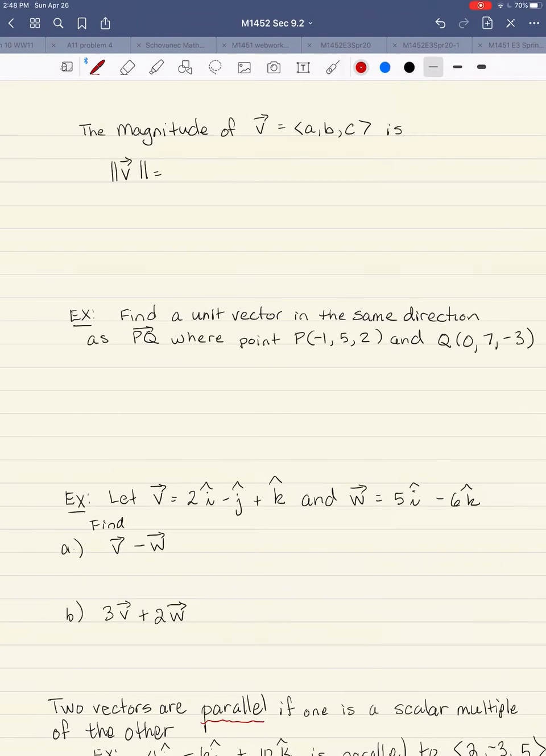We can find the magnitude of a vector in 3 dimensions the same way we can find the magnitude of a vector in 2 dimensions. It's the distance formula, really. It's the square root of the sum of the squares of the components.